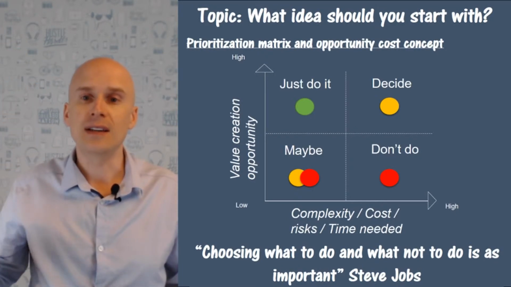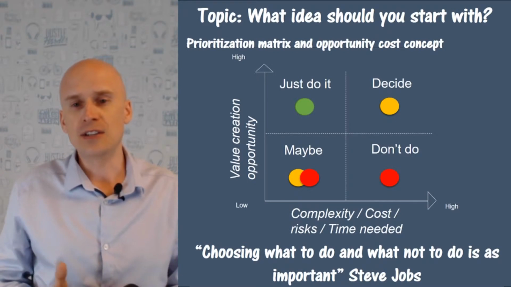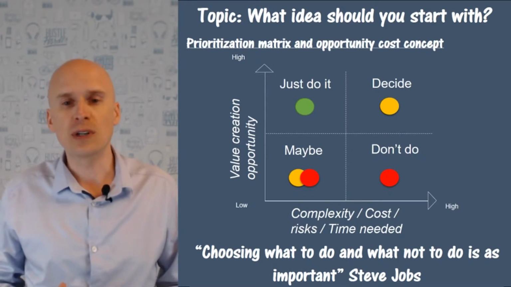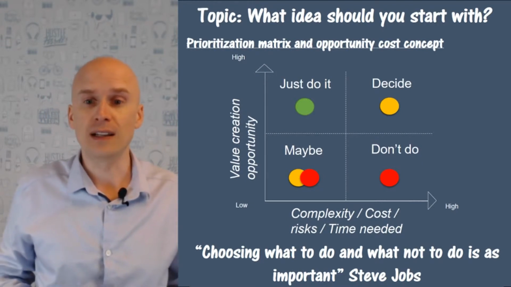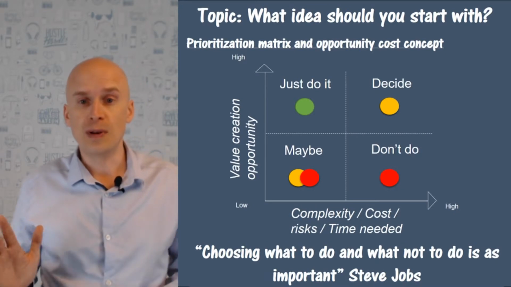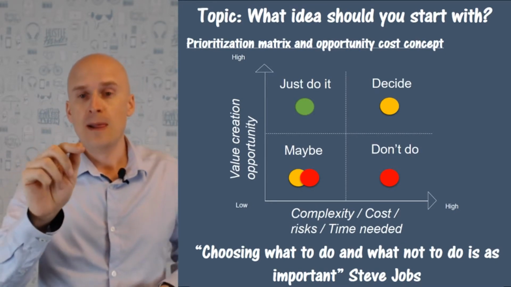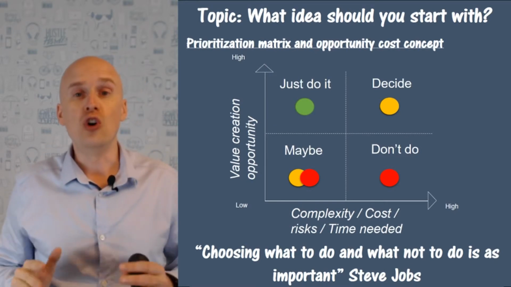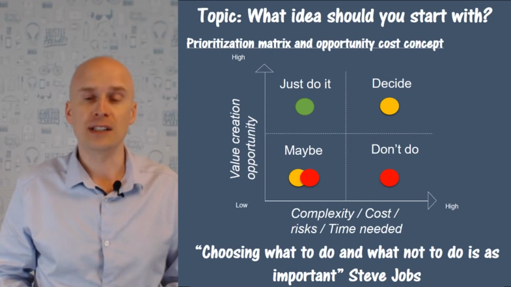So let's say if it's a high value for the customer and it's not really complex, it doesn't cost a lot of money, there's low risk for it to fail, and you don't need much time to implement it. So you would place it on the graph and it would become a just do it. Okay, so if it's a just do it, it's a low hanging fruit. You have to do it, you have to get it done because that's a great idea.